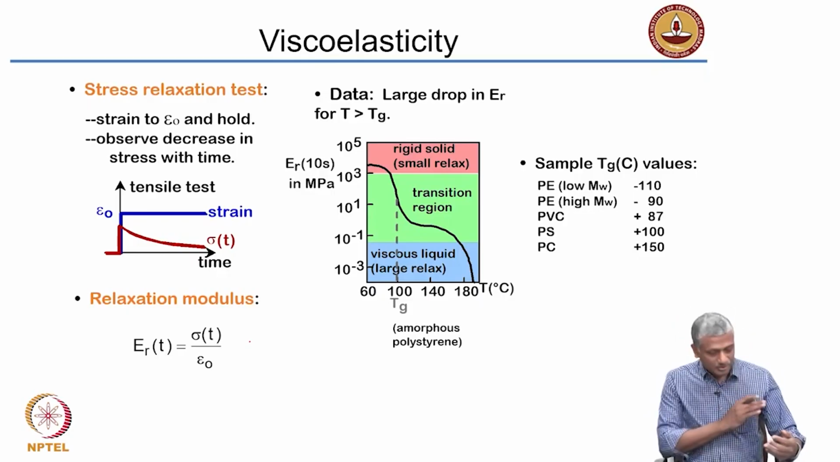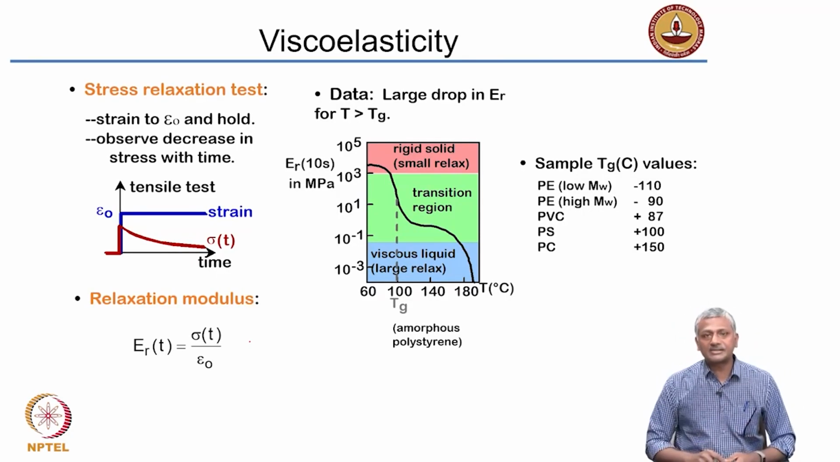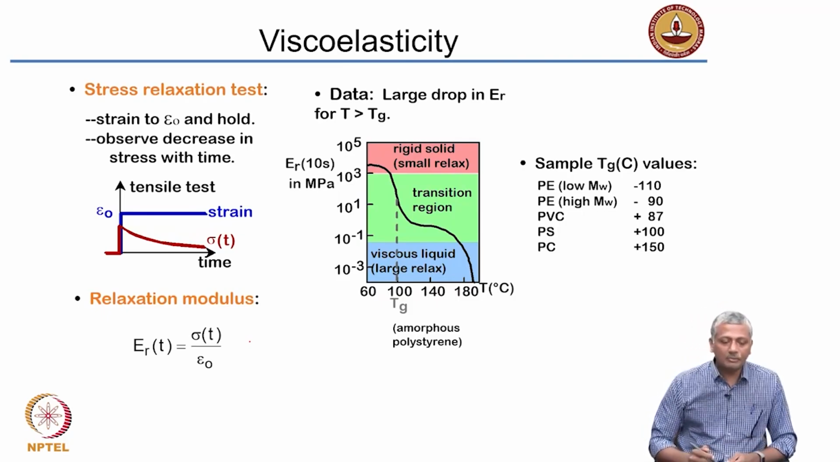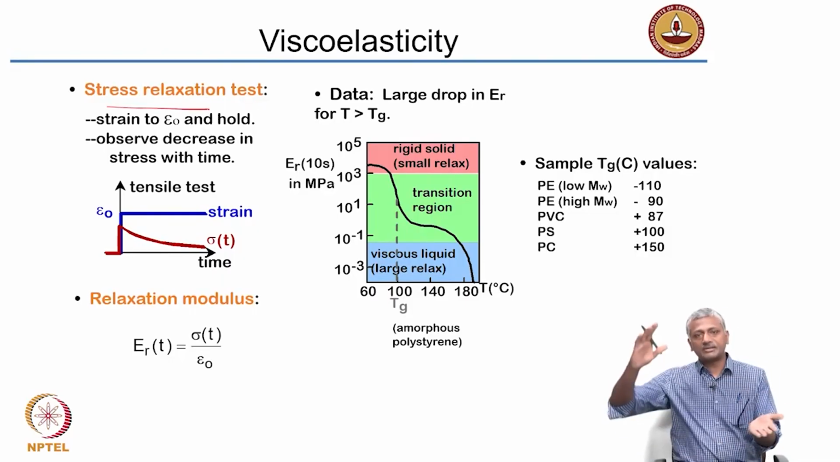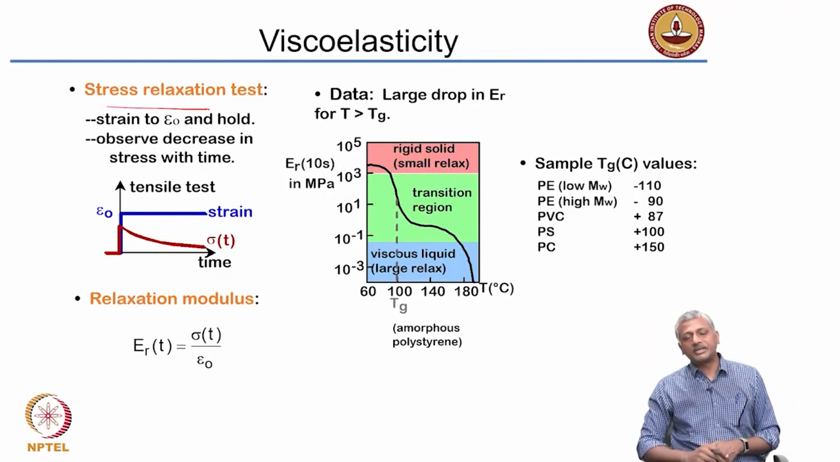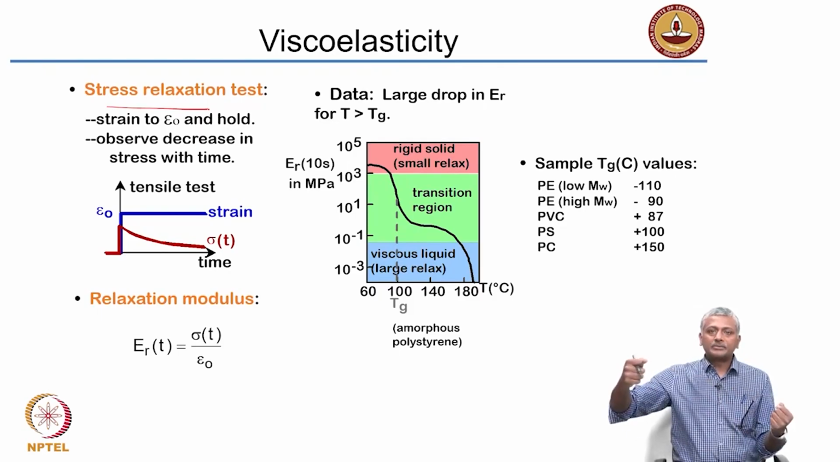So, let's talk about how viscoelasticity is typically studied. In polymers, usually viscoelasticity is studied with the help of the stress relaxation test. Now, creep means you have a sustained load and then you measure the strain which changes in the material. You can also do an experiment where you have a sustained strain and you measure the change in stress in the material.